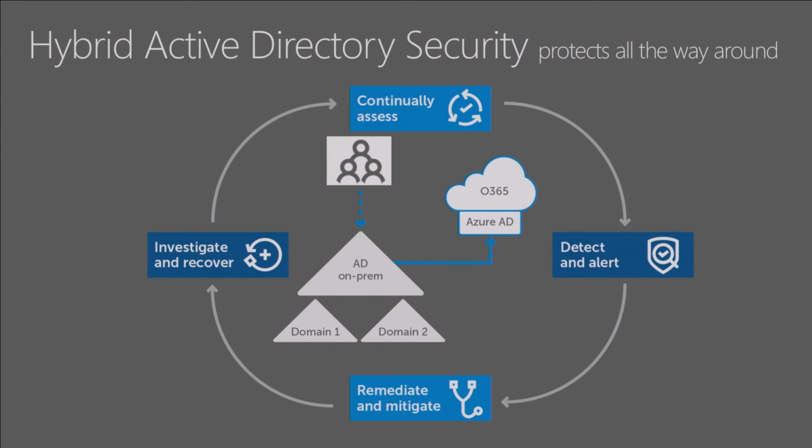And this is what, ideally, your end state should look like, right? So in the middle, you have your hybrid Active Directory environment, right? You have your on-prem environment, you have Azure AD Connect or DirSync, whatever you're using to sync that up to Azure AD and O365. And you have this security umbrella guarding that, a continuous lifecycle methodology that allows you to do the things that we talked about, right? Assess, detect, remediate and mitigate, and ultimately recover.